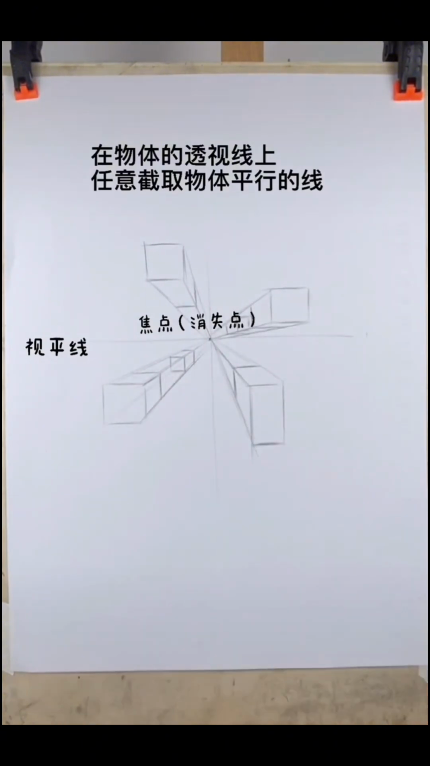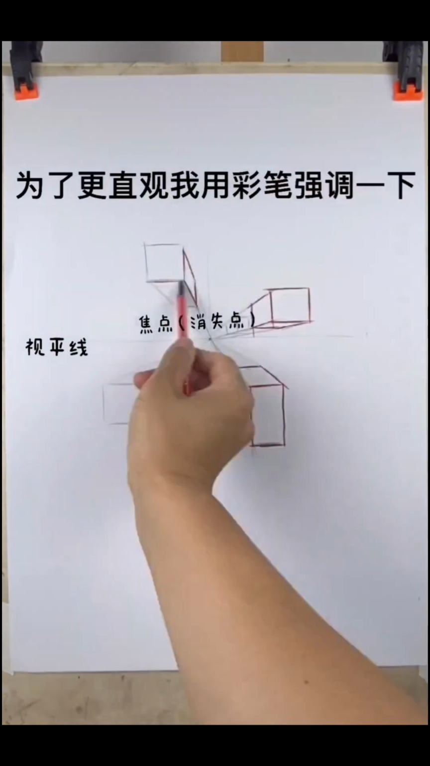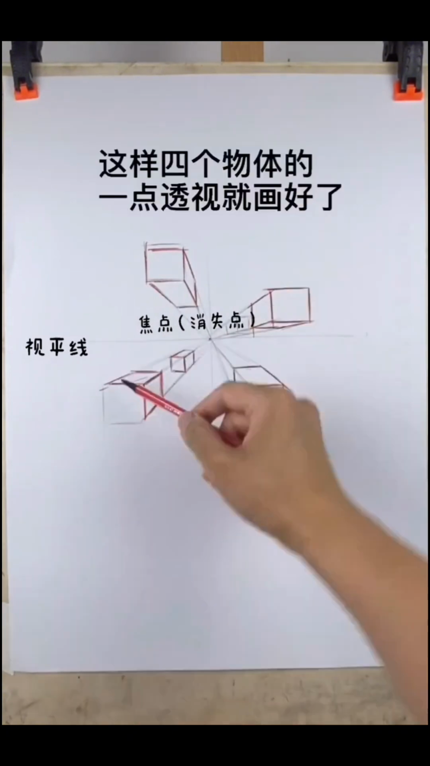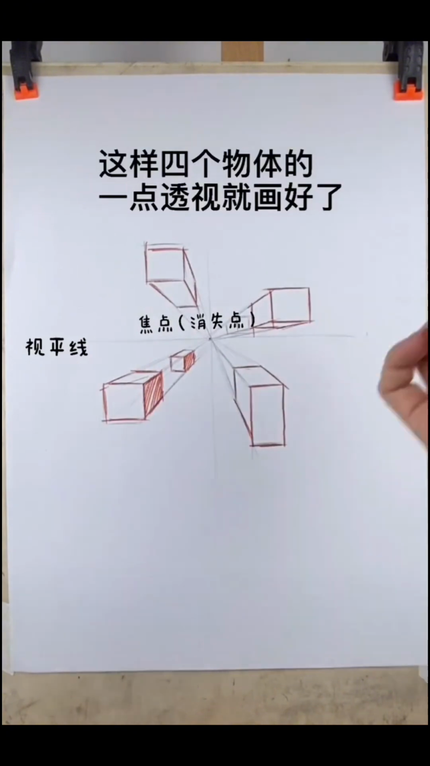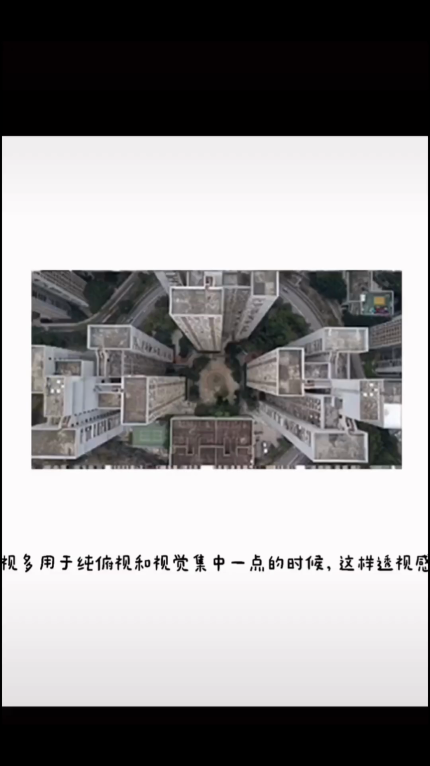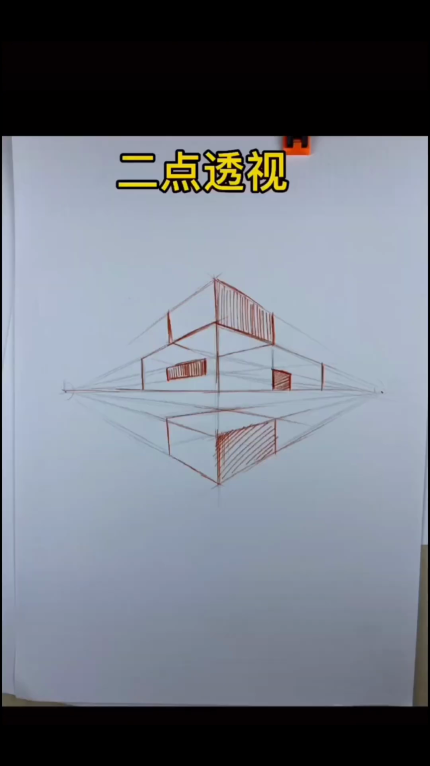For a more intuitive effect, I will emphasize it with colored pens. In this way, the 1-point perspective of 4 objects is drawn. 1-point perspective is mostly used when looking down purely and when the vision is focused on one point. In this way, the sense of perspective is relatively strong.